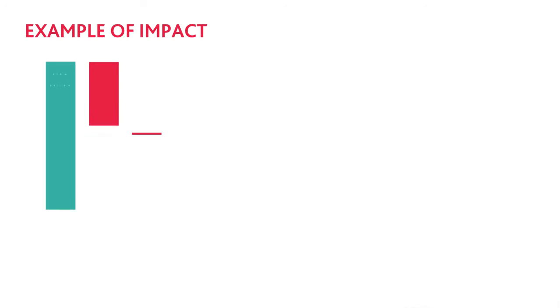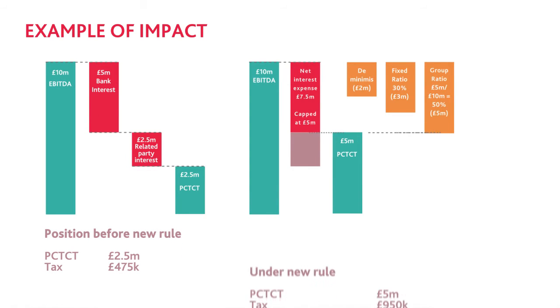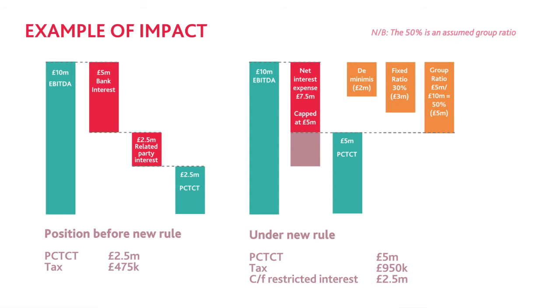In this example, there would be a taxable profit of £5 million under the new rules, as interest relief is given for only 50% of the interest paid. The tax liability is now £950,000, as opposed to £475,000 in the previous period under the existing rules. If the group's overall external debt ratio had been lower, this company would have had an even smaller deduction and an even larger tax bill.